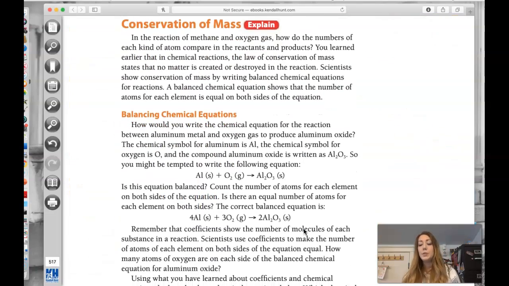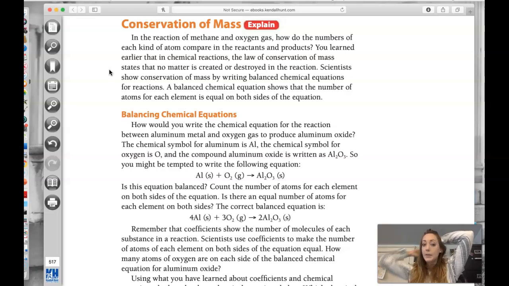So, Tuesday we looked at conservation of mass, then we did a lab on the conservation of mass. Let's review it just a little bit more. In the reaction of methane and oxygen gas, how do the numbers of each kind of atom compare in the reactants and products? You learned earlier that in chemical reactions, the law of conservation of mass states that no matter is created or destroyed in the reaction.